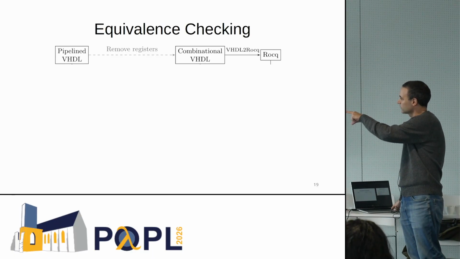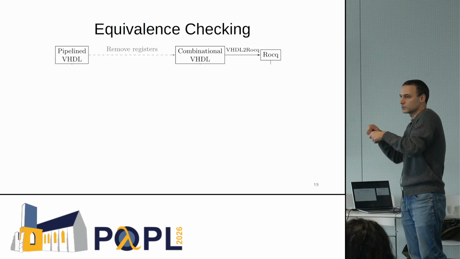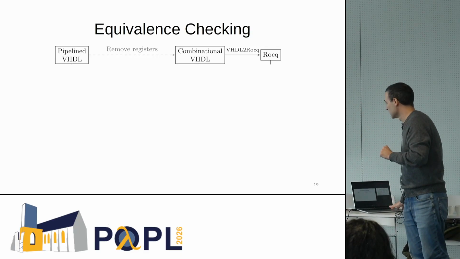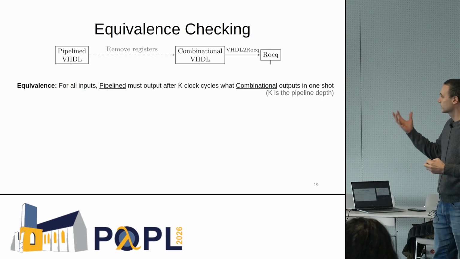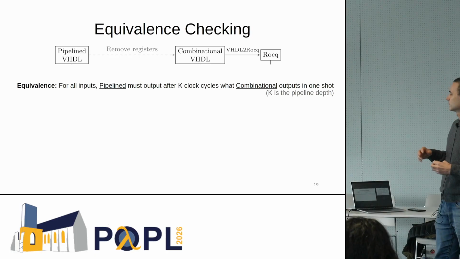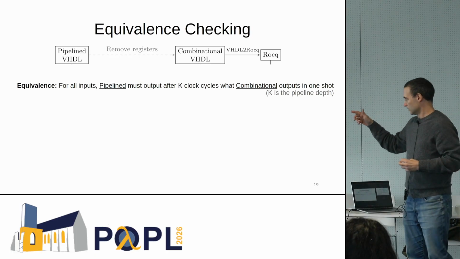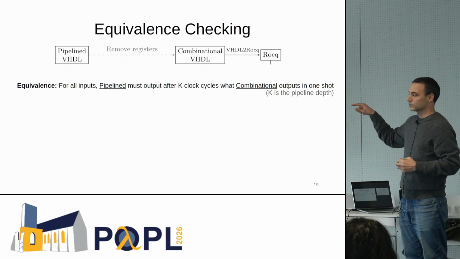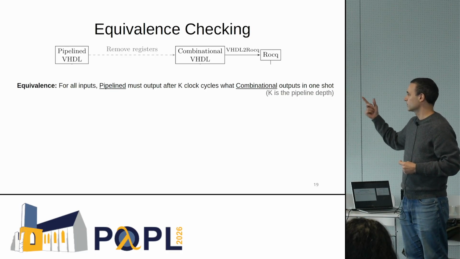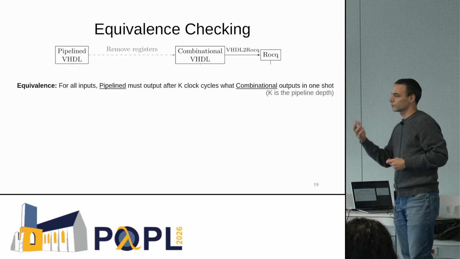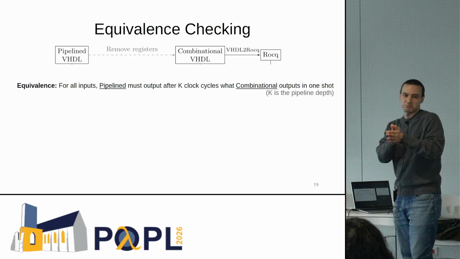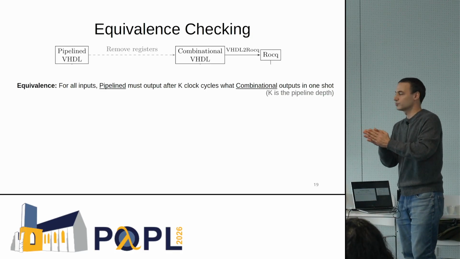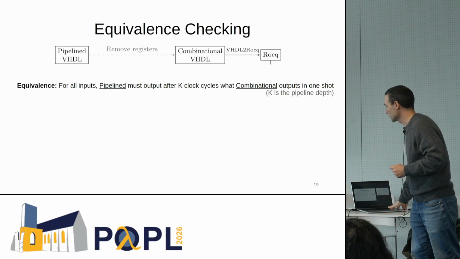So the picture looks like this. We have a pipeline design. We remove registers. Maybe we tweak a little bit. You get a combinational design. And we want these to be equivalent in the following sense: for all primary inputs, the pipeline circuit must output after k clock cycles what the combinational circuit outputs in one shot. This is the intuition, because the pipeline circuit just delays the computation. This is what you want.